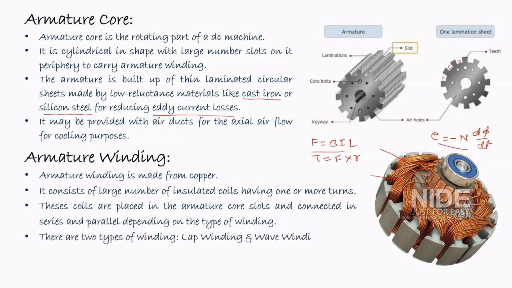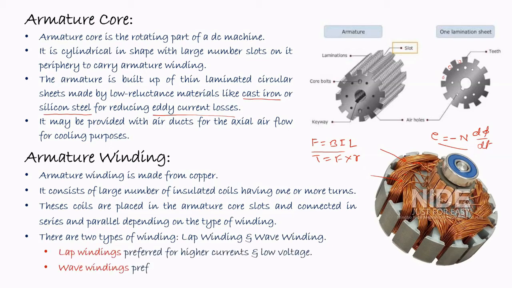There are two types of windings used in armature. One is called the lap winding, another is called the wave winding. The lap winding is basically preferred when high current and low voltage machines are to be developed. That means in case of rating of the machine, if we require more current but the voltage is less, then the lap winding is basically used.